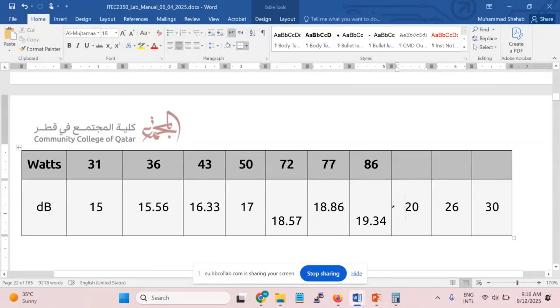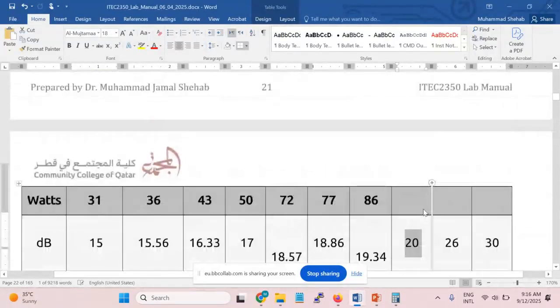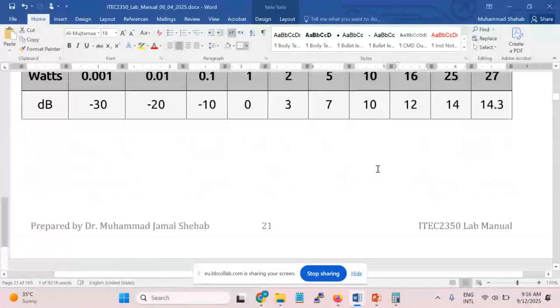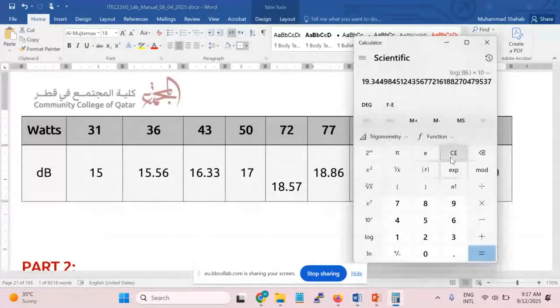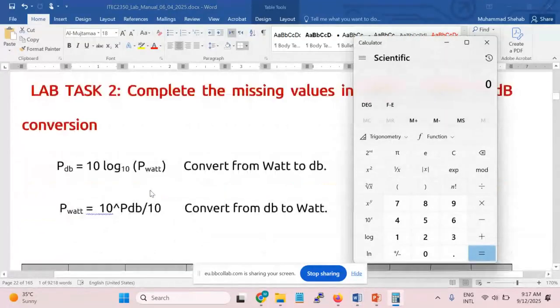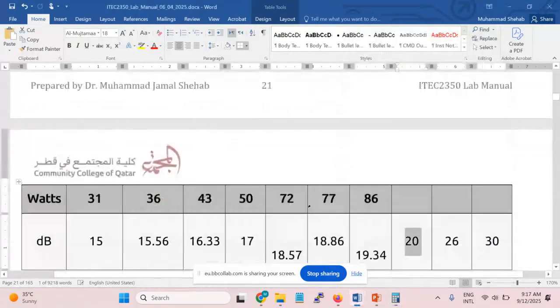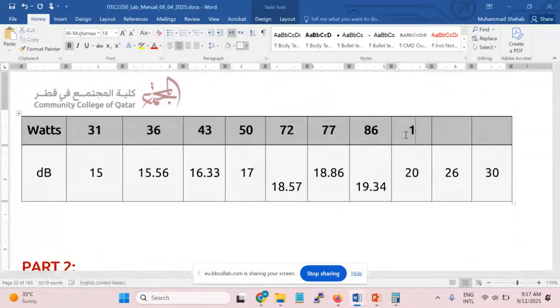Okay, now the opposite. I have 20 in dB. How much is it in watt? 20 in dB, how much does it equal in watt? I will use the second formula, this one. 20 divided by 10 equals 2. 10 power 2, 100. So 20 in dB equals 100 in watt.